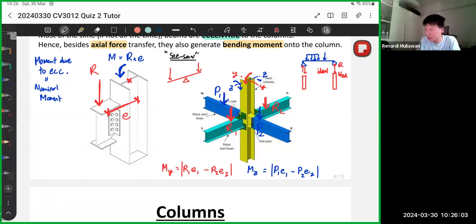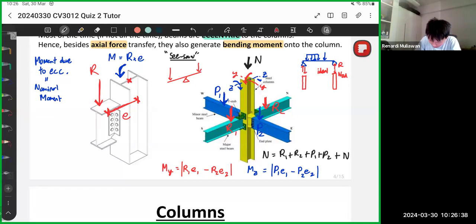But how about the axial force? For the axial force N, it's quite simple because all the loadings must go into the columns. So the loadings by the four beams must go to the column. So N is just R1 plus R2 plus P1 plus P2. So basically take all the loadings, but also you take the loading from the above levels for N. Let's call this N, so plus N.